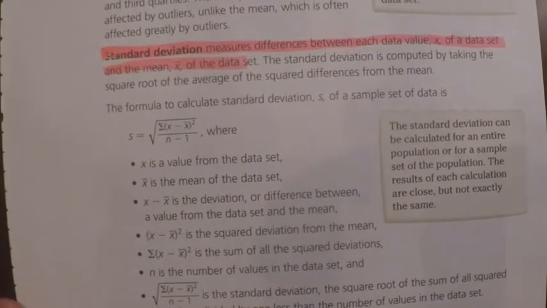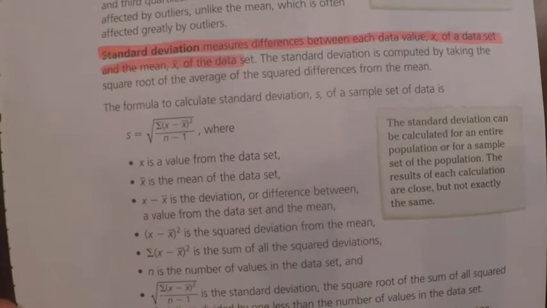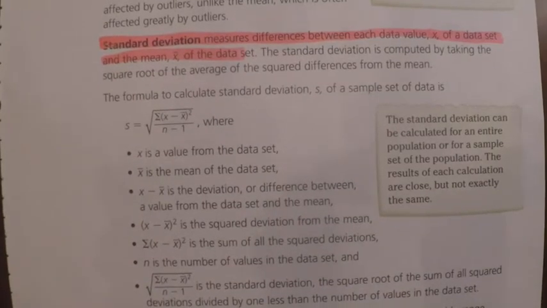So it finds how far away each piece of data is from the mean, and standard deviation is computed by taking the square root of the average of the squared differences from the mean. So here's the formula to calculate standard deviation. We used our calculator to calculate standard deviation when we were looking at sets of data. In this lesson here, we don't really have to calculate standard deviation.